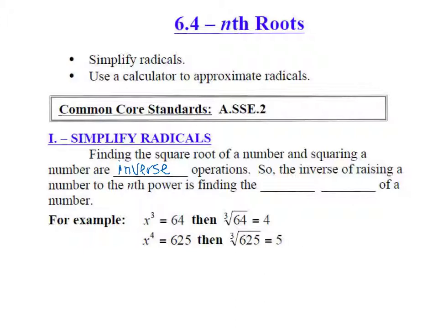So, the inverse of raising a number to the nth power is finding the nth root of a number. So for example, if you have x to the third equals 64, then getting rid of this power of 3 means you're going to take the third root of it. So taking the third root of 64 would give you a 4, which means that if you take 4 to the third power, that is going to be equal to 64.